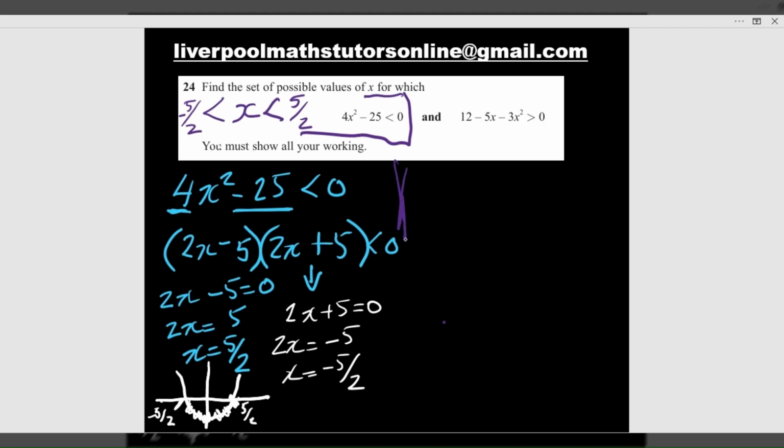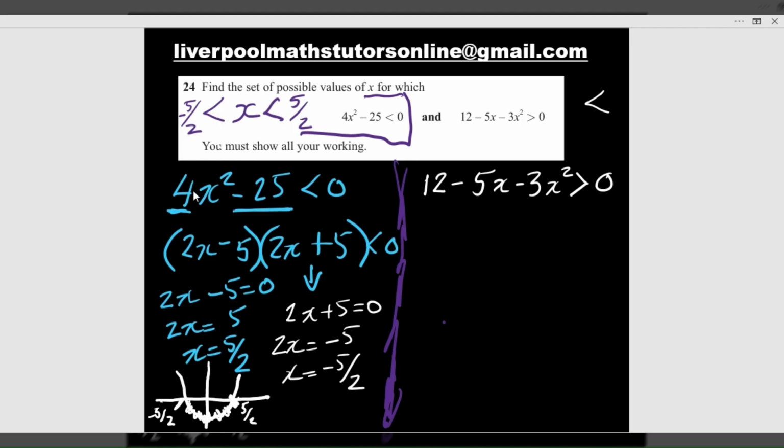Right, let's section that off, and I'll have a go at the other side, and then we'll put it together. So I'll go back into white again, because it shows up good. All right then, so this one here, I've got 12 minus 5x minus 3x squared is greater than 0. Right, few things standing out about that. What you want is the inequality sign to be facing that way. And notice that there's a negative as well on the 3x squared there. So you want to change that before you start.